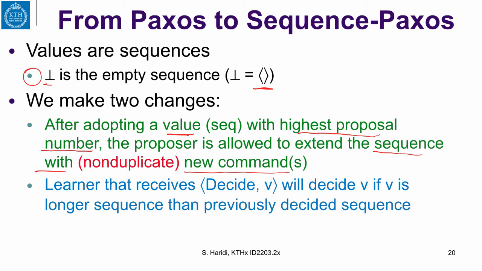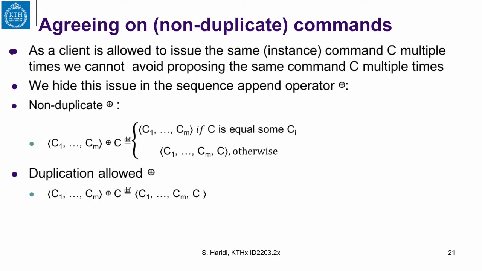It could be a duplicate command, or it could be a non-duplicate command. We will address this issue just very soon. And the learner that receives a decide will decide if V is a longer sequence than any previously decided sequence. So here, let's discuss the issue of agreeing on commands and if we allow duplicates or not.